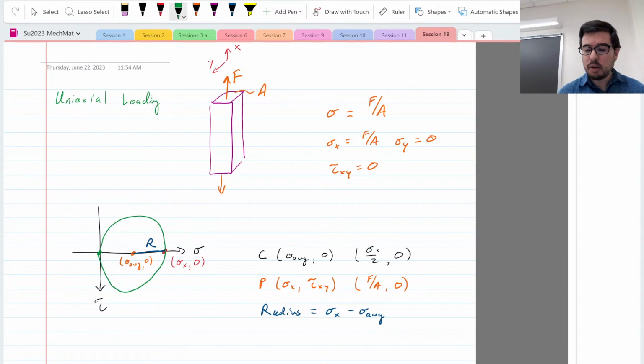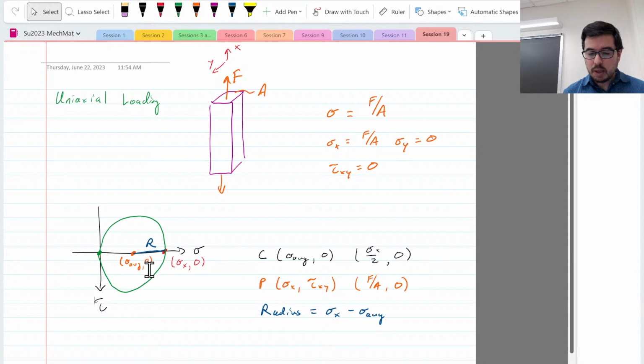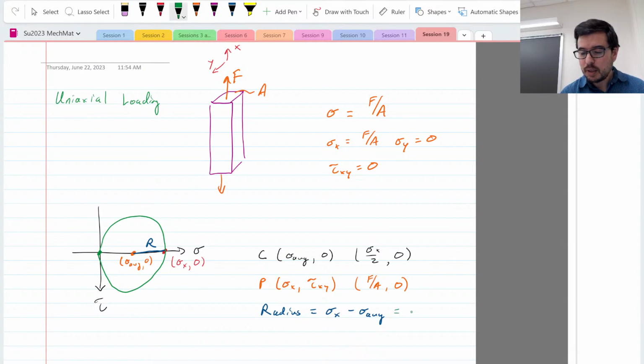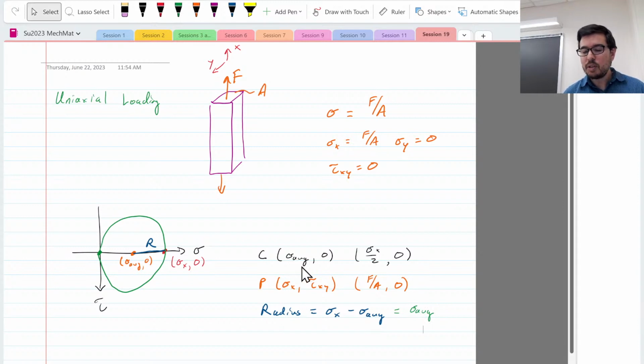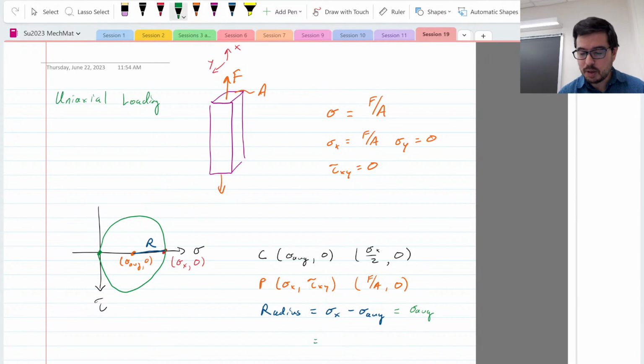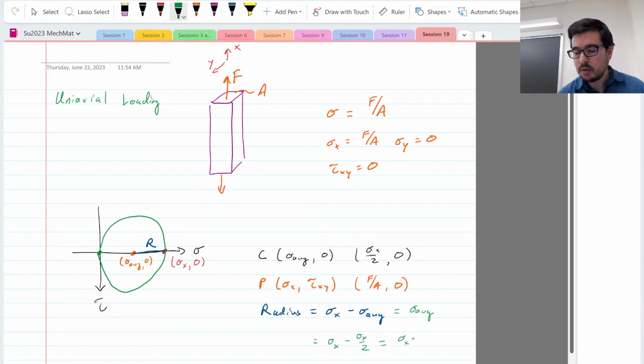Looks like that, because R, okay, well, okay, so yes, it's sigma x minus sigma average. This is also equal to sigma average, right? Because sigma average is half of sigma x. It all works out, right? So just so everyone sees that, this is sigma x minus sigma x over 2. This is going to be sigma x over 2.